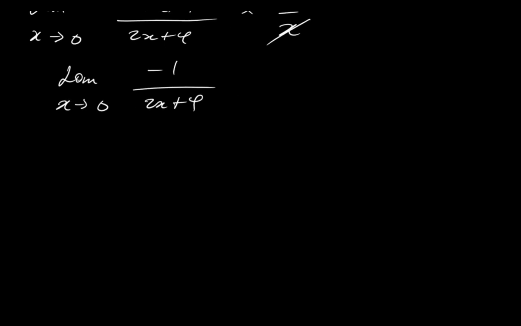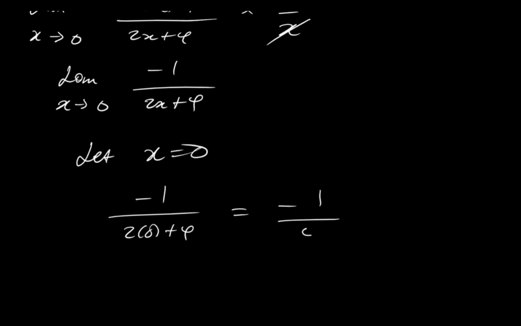Now, after you simplify, try and just plug in. Let x equal 0 and see if it is defined at that particular point. Remember, upon plugging in, the limit part disappears. So you have minus 1 over 2 times 0 plus 4. This will give you negative 1 over 4, and this will be your limit.